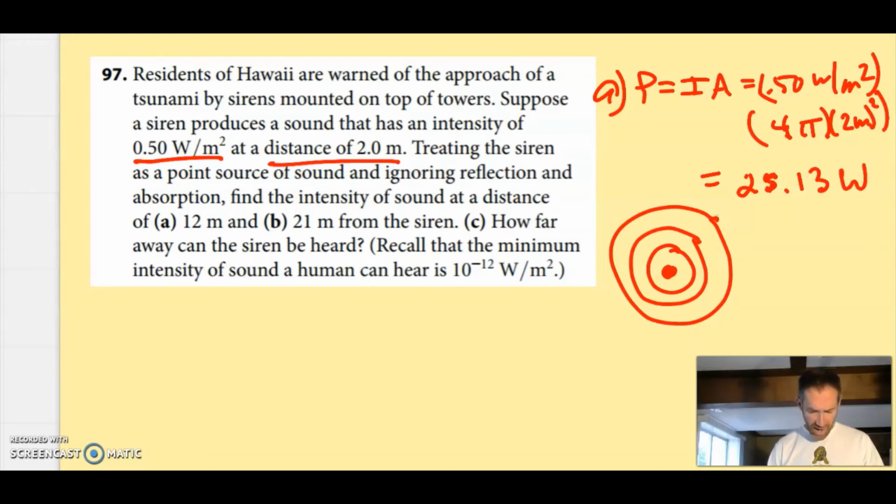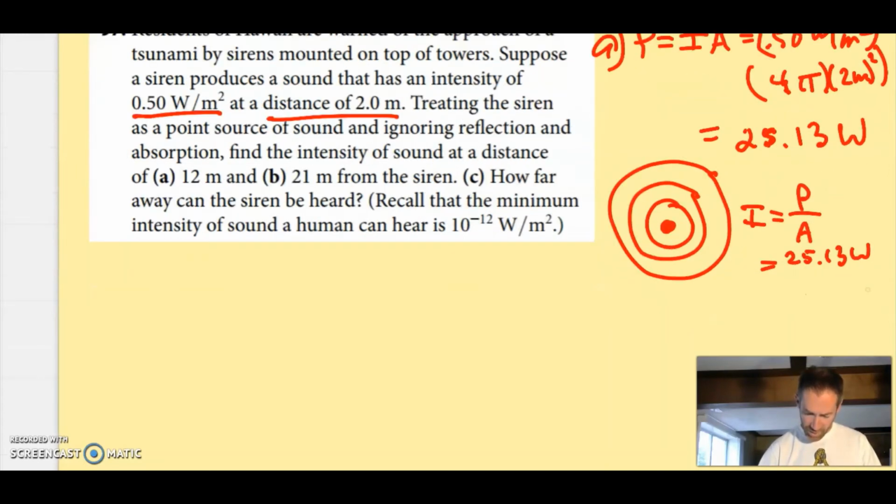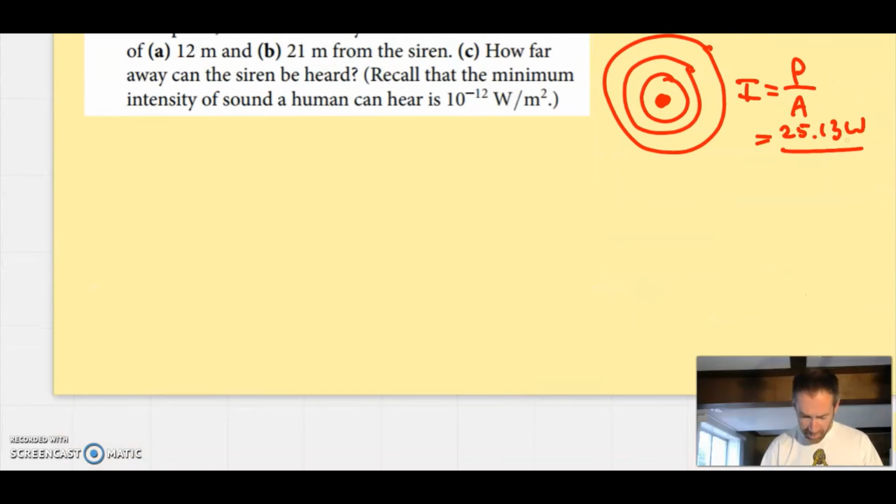Okay, so now I can take that number and I can use it then to solve for the intensity that's 12 meters away. Because if the intensity is that power divided by that area, now I can take the 25.13 watts, let me get out of your way, and I can divide it by the area.